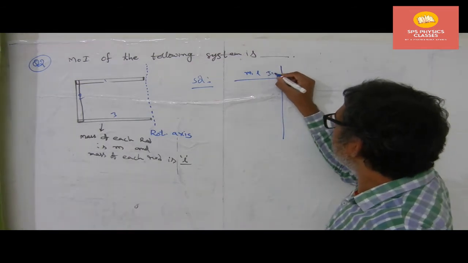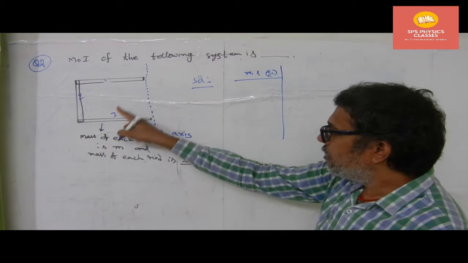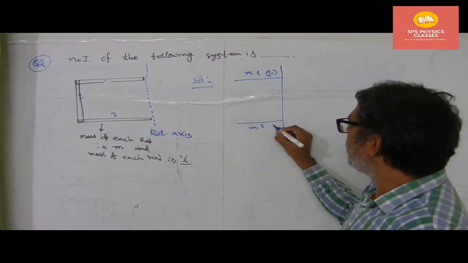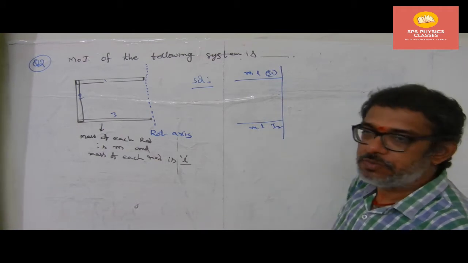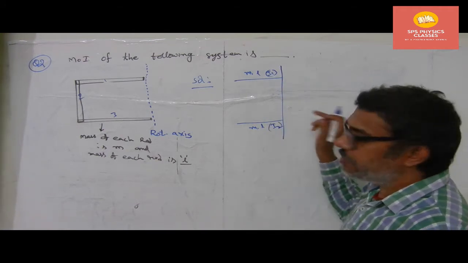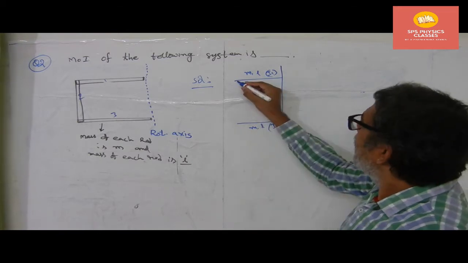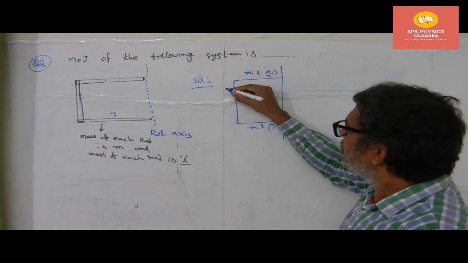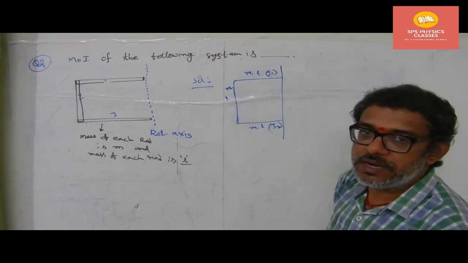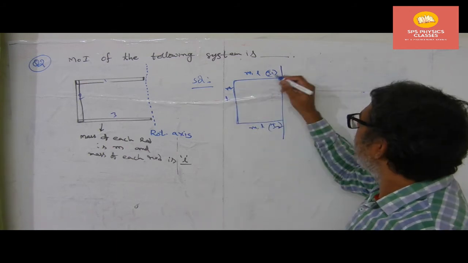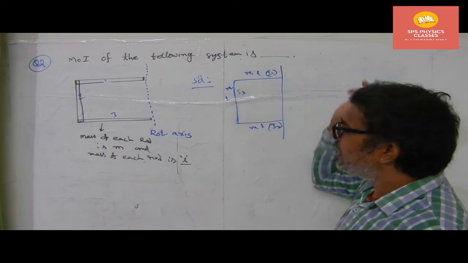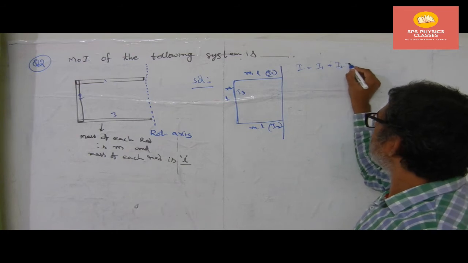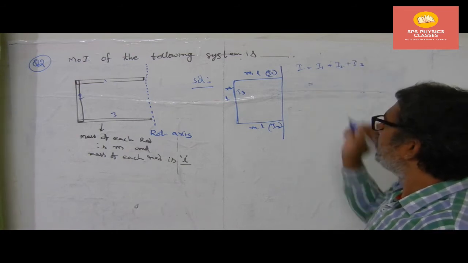Therefore, the moment of inertia is I1. One more identical rod is here, identified as 3, having mass m, length L. Its moment of inertia we can take as I2. I1 and I2 are the supposed values. And one more rod is there along this direction, with mass m and length L. Its moment of inertia is I3. Therefore, the total moment of inertia is I1 plus I2 plus I3.